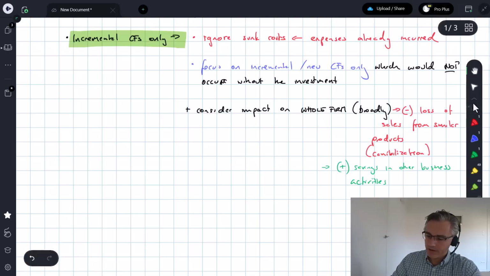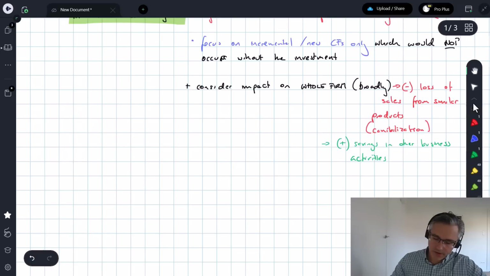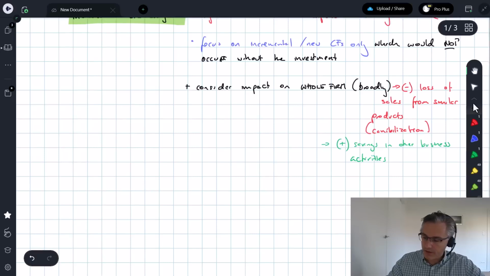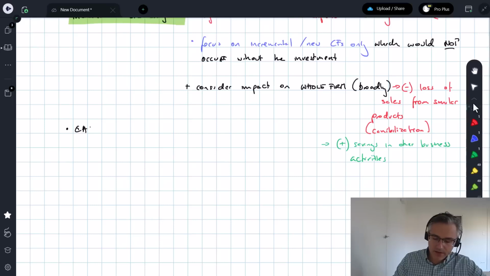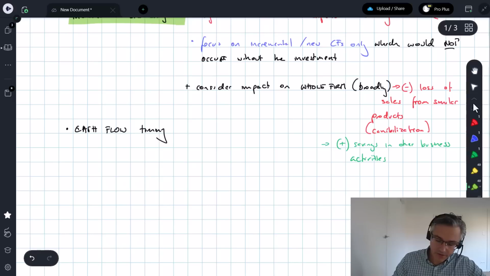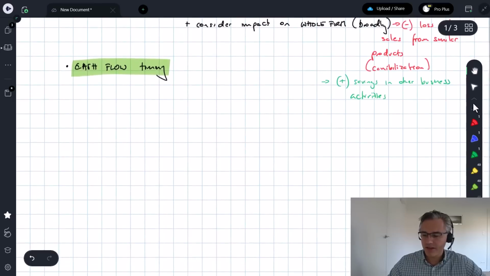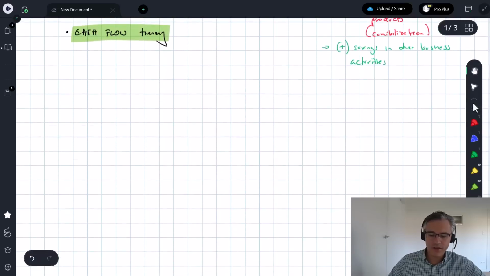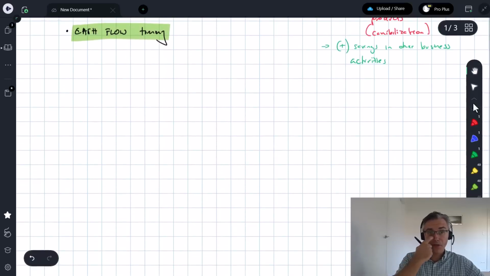Right, and the final point in the principles, which I think is quite straightforward, well, it's not straightforward, but it's pretty obvious. What matters is cash flow timing. Cash flow timing is crucial because it's not just the size and sign of the cash flows, it's also their timing that hugely impacts your NPV and IRR computations, the two most widely used measures of project appraisal.